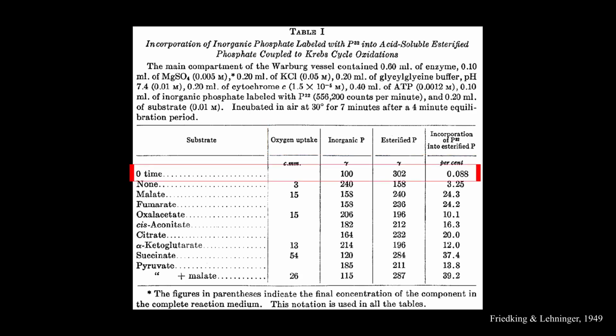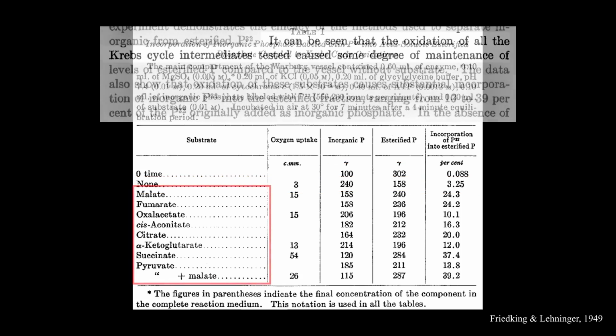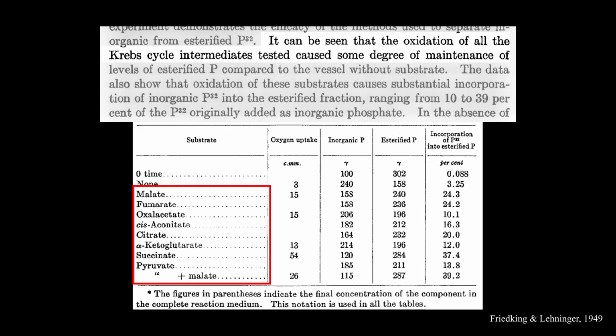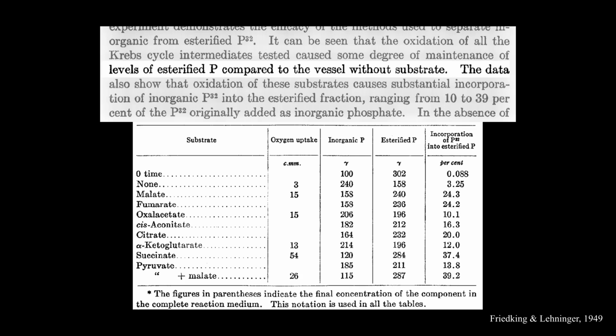At time 0, we can see how much of each is present, and then how much phosphate is returned to inorganic phosphate in the absence of added components due to phosphatases, as shown by a decrease in esterified phosphate and an increase in inorganic phosphate after 4 minutes incubation. However, it can be seen that the oxidation of all Krebs cycle intermediates tested caused some degree of maintenance of levels of esterified phosphate compared to the level without substrate, and we see this by the fact that all esterified phosphate remains well above 158 and close to 302.